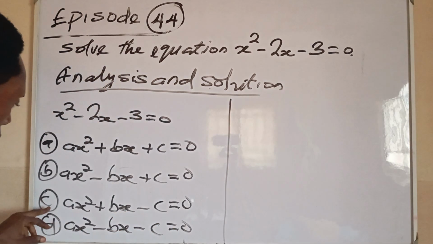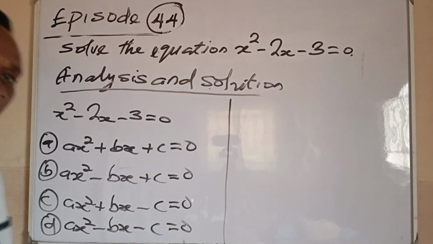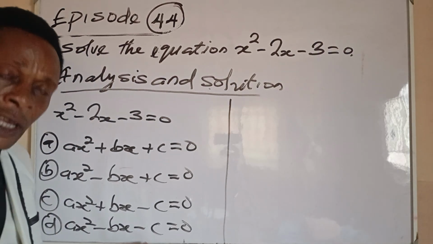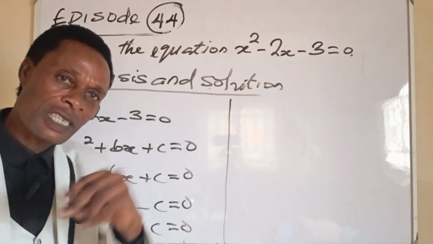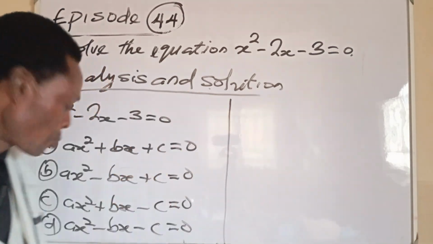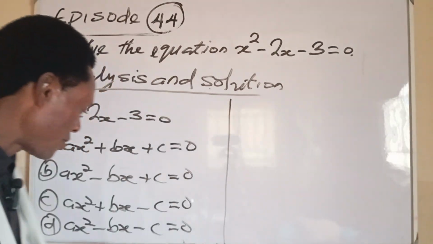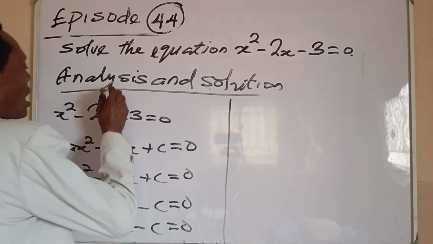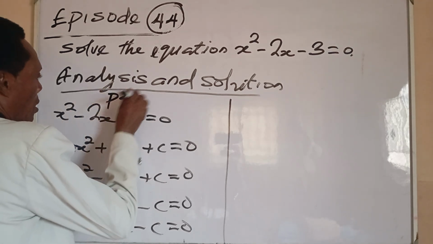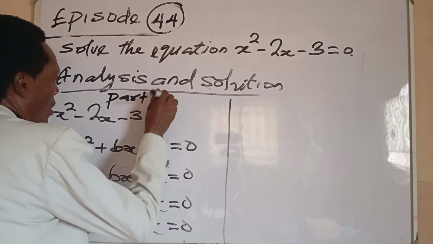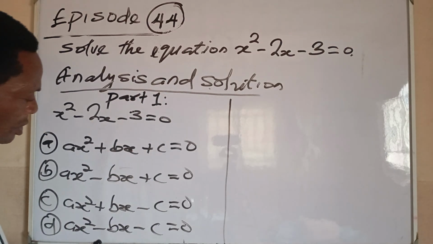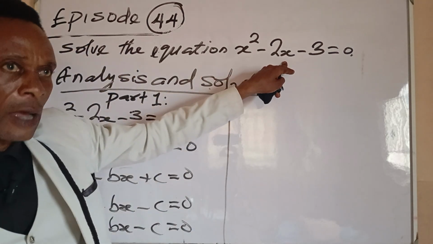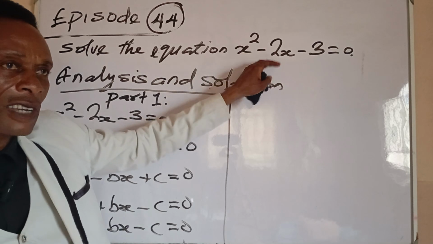That is for option C. Then D: since the constant is preceded by negative, the two possible factors will have opposite signs, but the bigger factor at this point will be preceded by negative. That is it. So let's leave it here as part one. I will start with part two to resolve this problem. Thank you.